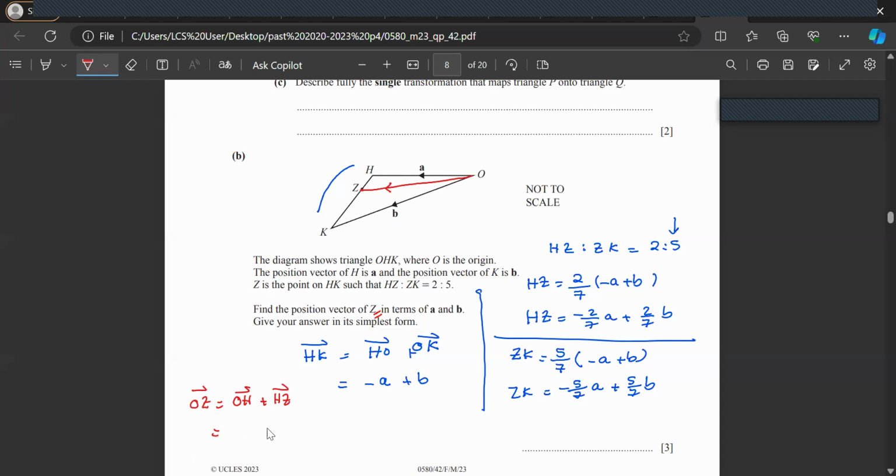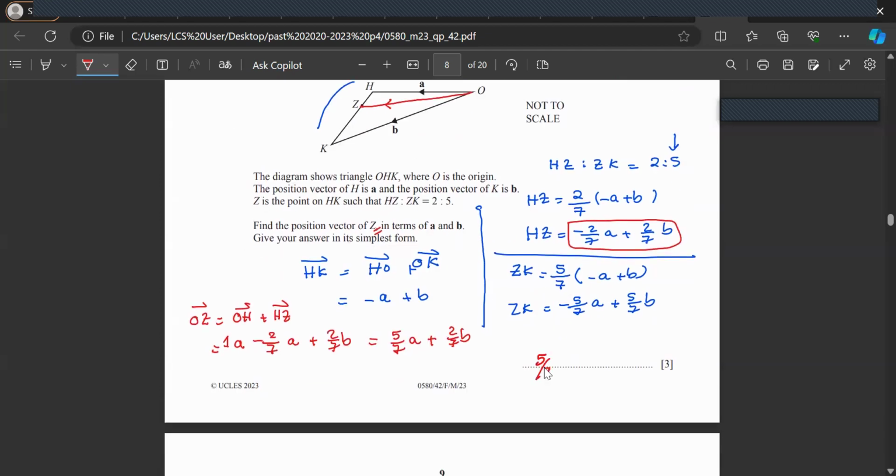OH is A. Then HZ, we got it here, this one. So minus 2/7A plus 2/7B. And then we simplify as if this is 1. So 1 minus 2/7 will give me 5/7A plus 2/7B. And this will be the final answer. Okay?